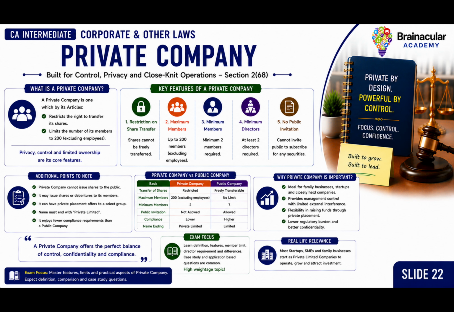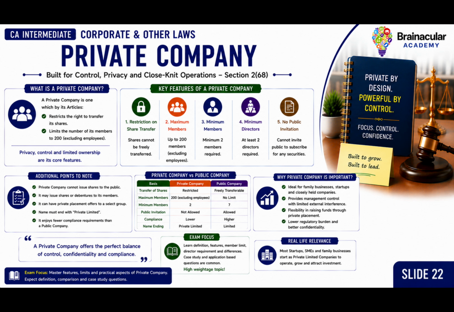अब एक और कंफ्यूजन का पॉइंट ले लेते हैं. स्टूडेंट्स बोलते हैं, मैम, if private company crosses 200 members, does it automatically become a public company? The answer is no. Crossing 200 members is a violation of the articles which define private company status. The company is in breach and will face penalties, but it does not automatically convert to a public company.